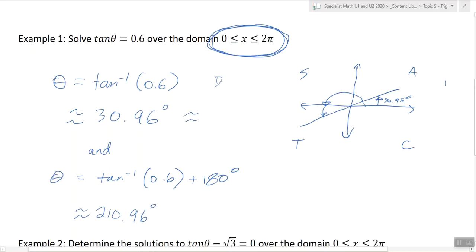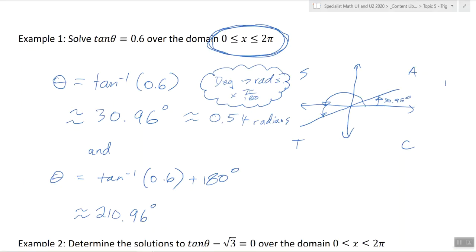So degrees, write yourself a note, degrees to radians, multiplied by pi divided by 180. So you write down 0.54 radians. Okay? So this one is approximately 3.68 radians. So how can we check that we've done that conversion properly?